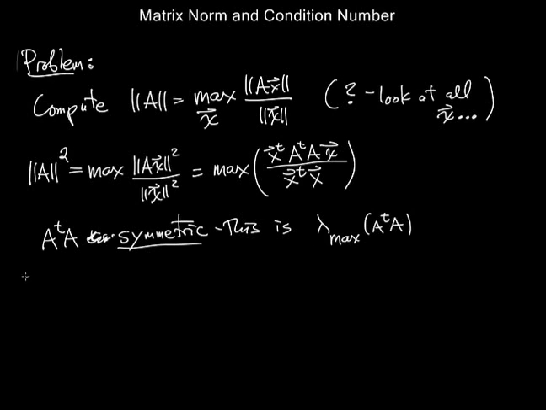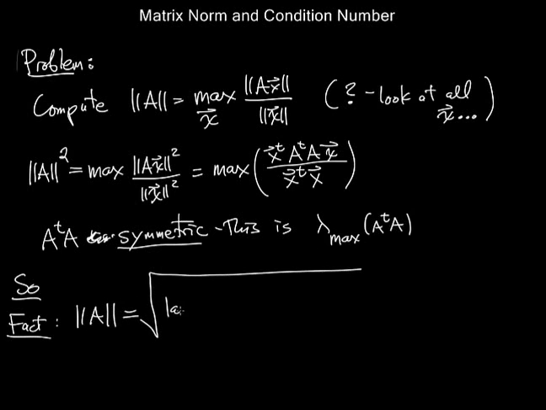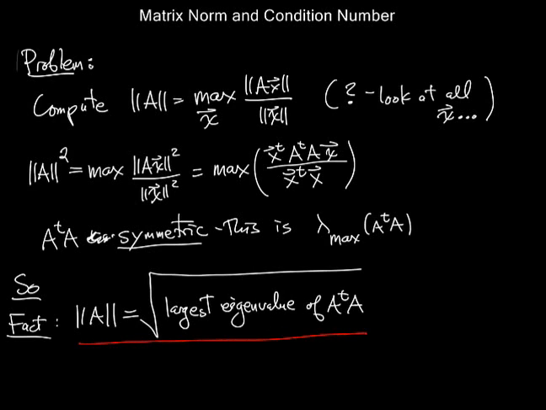So in effect it's reducing us to the previous case of a symmetric matrix. What you conclude from all of this is that the norm of A is the square root of the largest eigenvalue of A transpose A. That's a perfectly reasonable thing to compute. And that's a good place to stop. I'll see you in class.